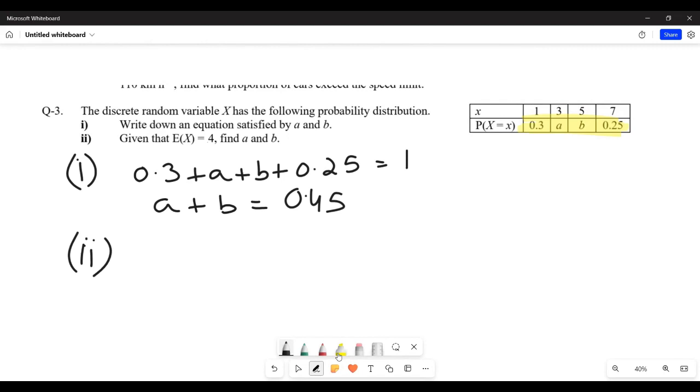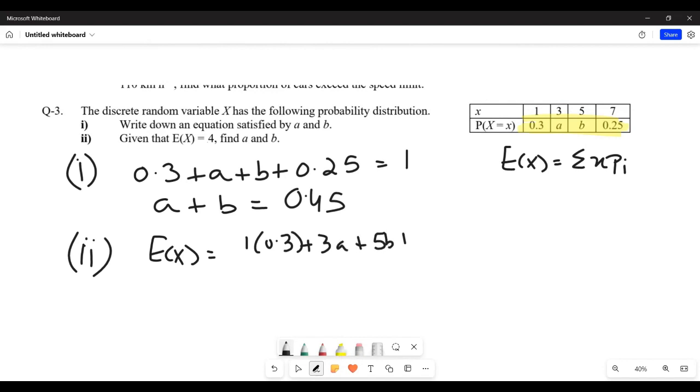Part 2, given that expected value is 4, find the values of A and B. Now, what's the formula for expected value in probability distribution? That is summation x times probability. So it's going to be 1 times 0.3 plus 3a plus 5b plus 7 times 0.25, and we're given the expected value, it is 4. So rearrange it and get the second equation. 3a plus 5b equals, when you simplify the constant and move it to the right hand side, you get 1.95.